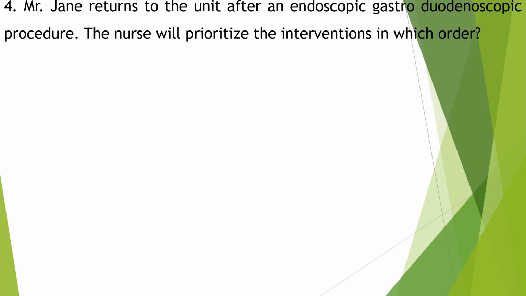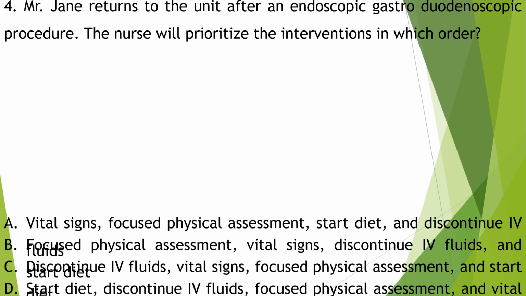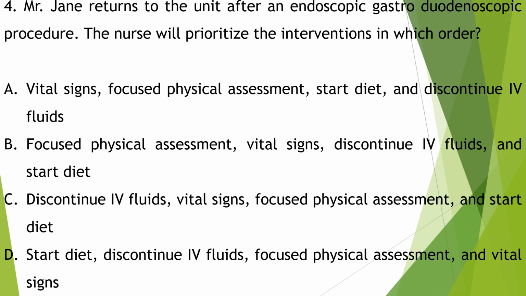Mr. Jain returns to unit after an endoscopic gastroduodenoscopic procedure. The nurse will prioritize the intervention in which order? Vital signs, focus physical assessment, start diet and discontinue IV fluid. Focus physical assessment, vital signs, discontinue IV fluids and start diet. Discontinue IV fluids, vital signs, focus physical assessment and start diet. Start diet, discontinue IV fluid, focus physical assessment and vital signs.